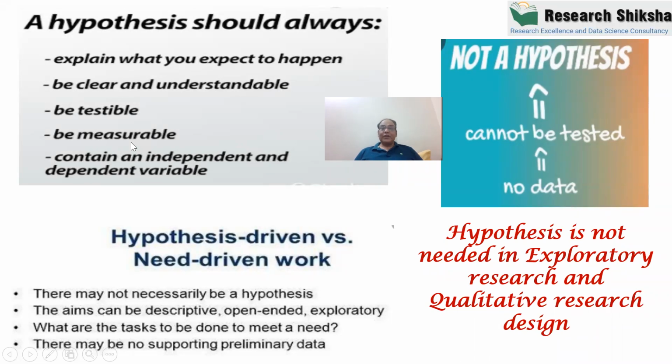It should be measurable. You should have some measurable aspect in the hypothesis, meaning you must have some variable in the hypothesis. Without a variable, there is no hypothesis, right? And it should contain an independent and a dependent variable also. A hypothesis always has two types of variables: dependent variable and independent variable. And these variables may be nominal, ordinal, or scale, or maybe a mixture of that.